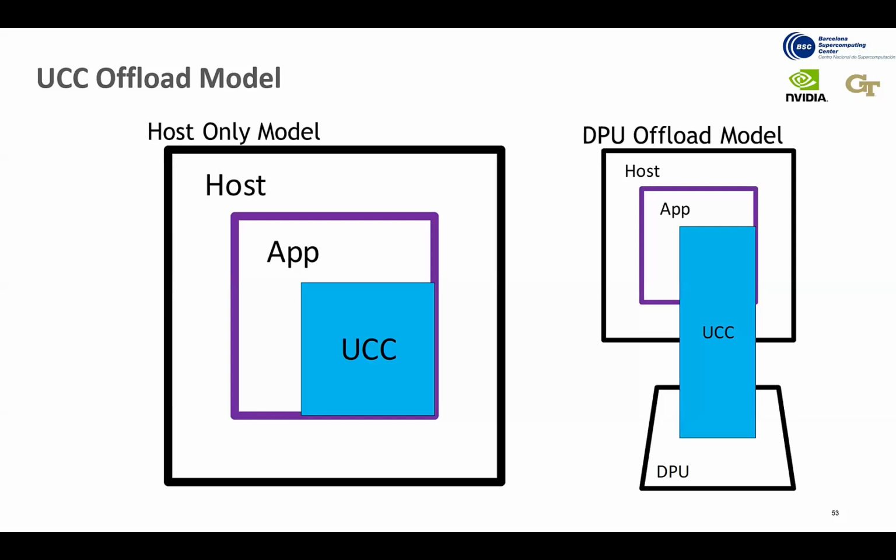Instead of having the host-only model where UCC is running in the context of your app and everything is triggered from the host, everything is processed from the host, we use UCC to push some functionalities of the algorithms, not all of them, some part of the algorithms, to the DPU. And of course, I will give a few details about what it means practically when I say that we offload some part of the algorithm.